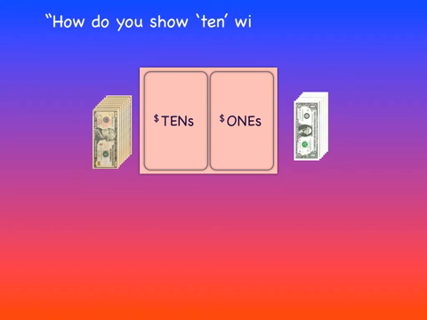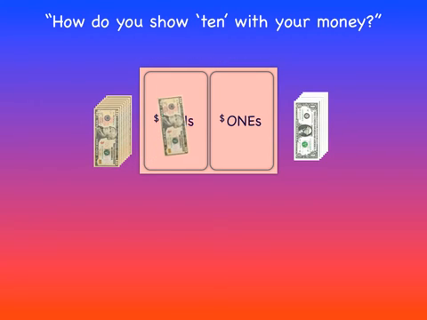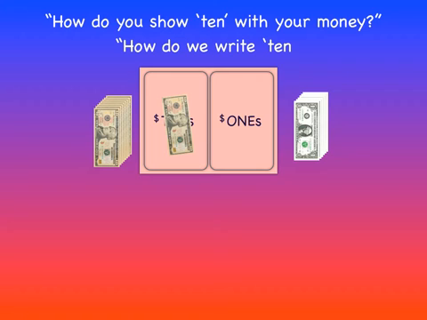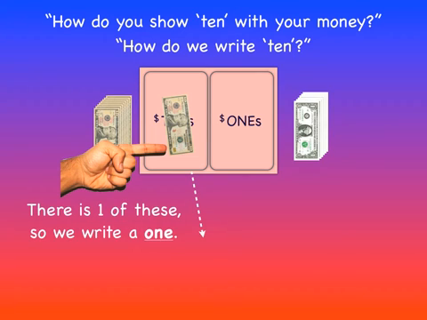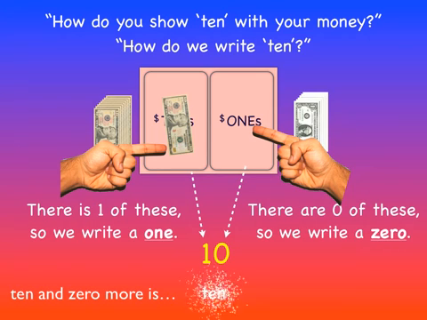How do you show 10 with your money? Well, we need a $10 bill. Do we need any ones, or is that it? Nope, no ones. How do we write 10? There's one of these, so we write a 1 for the $10 bill. But there are 0 of these, so we write a 0, because there are no ones. 10 and 0 more is 10.